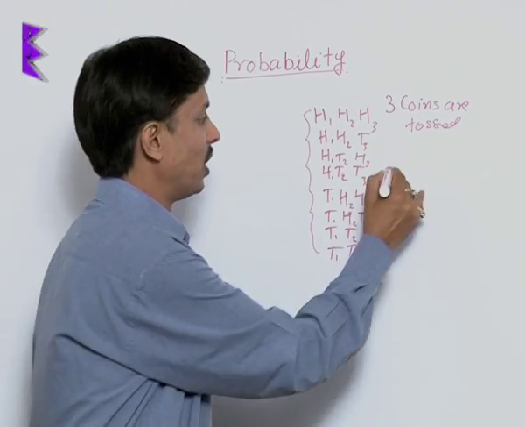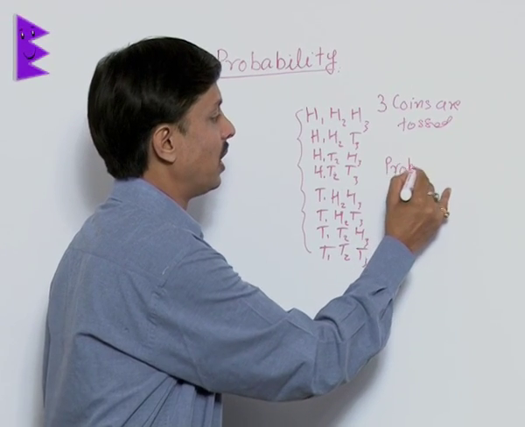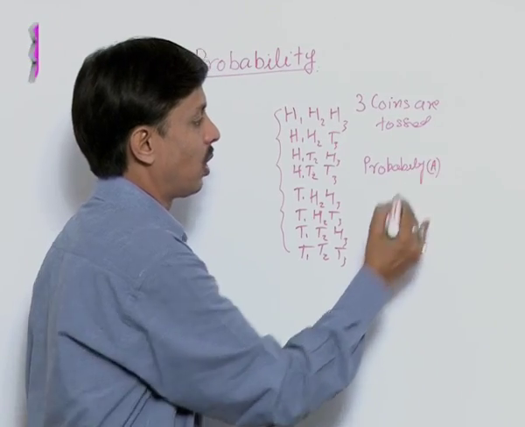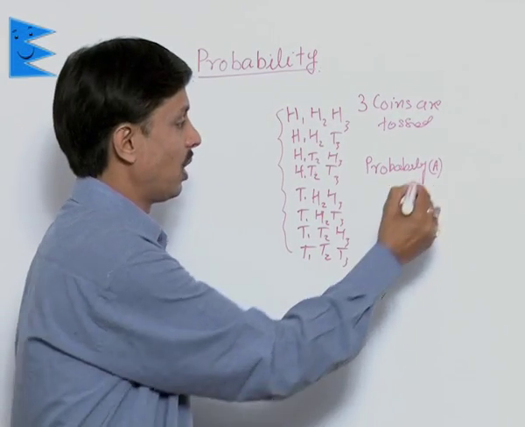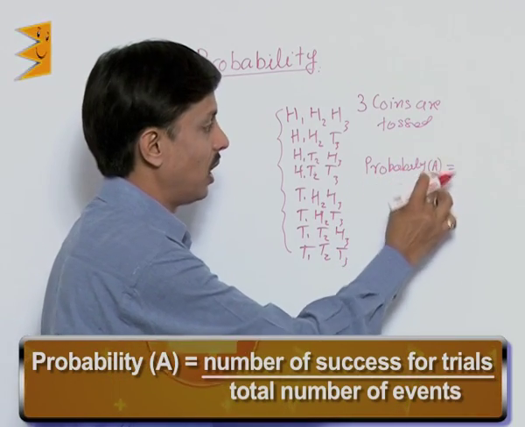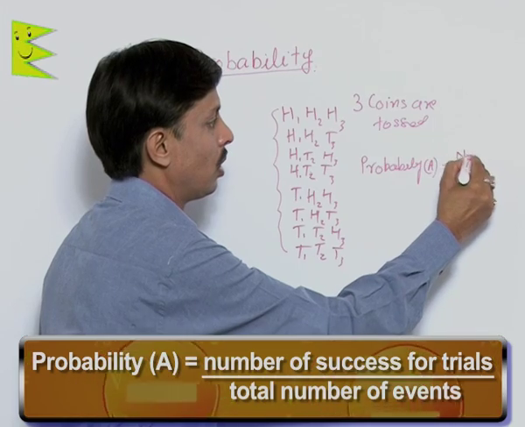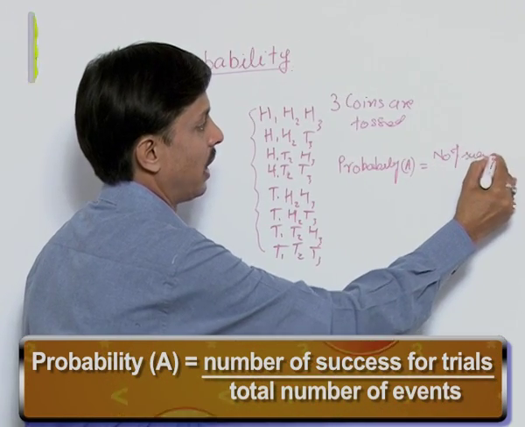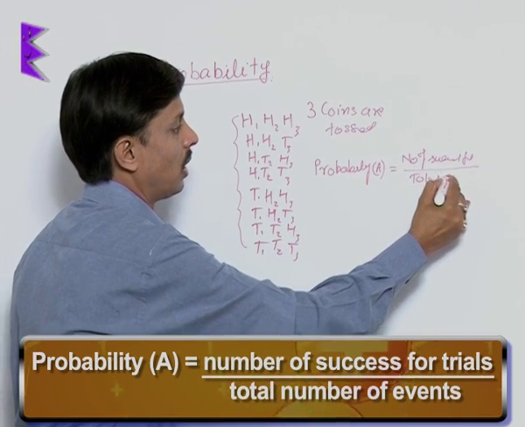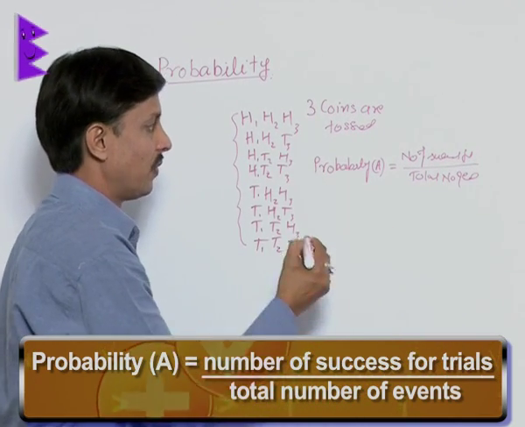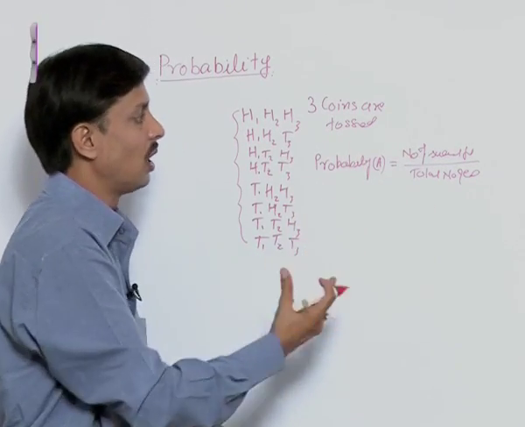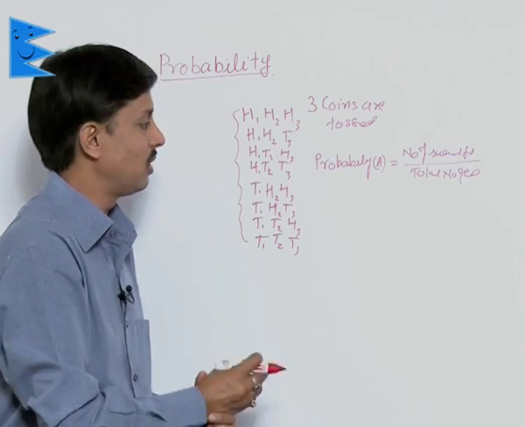What is the probability? The formula of probability is that the probability of the occurrence of any event A is the number of successful trials upon the total number of events. That is, the number of trials which favor us upon the total possible events, that is, the sample space.